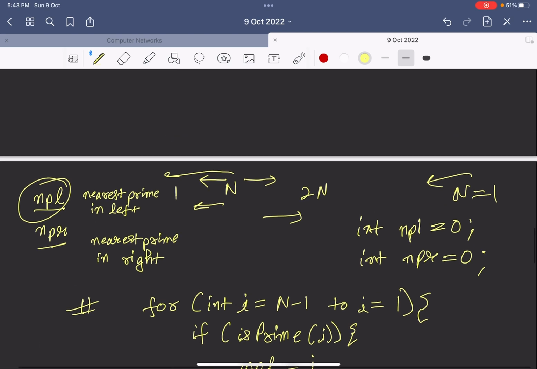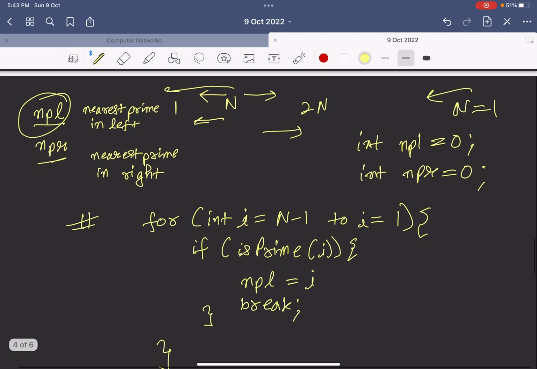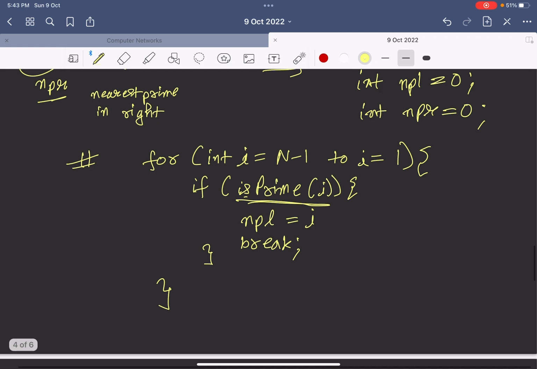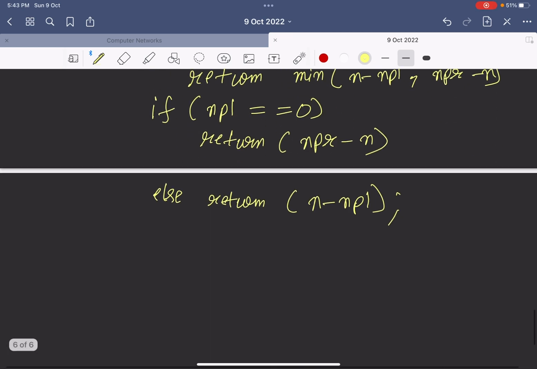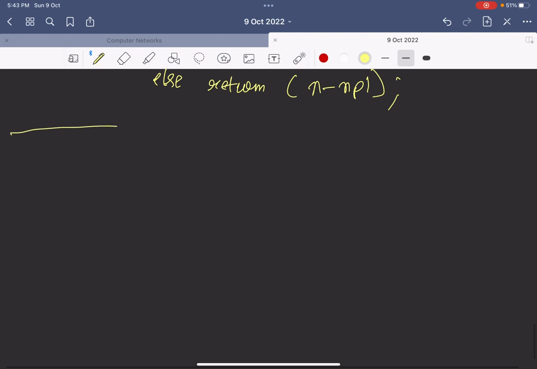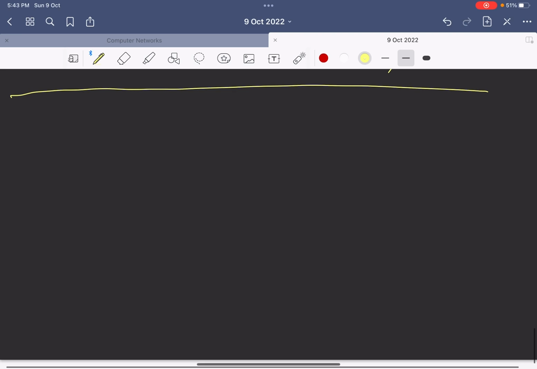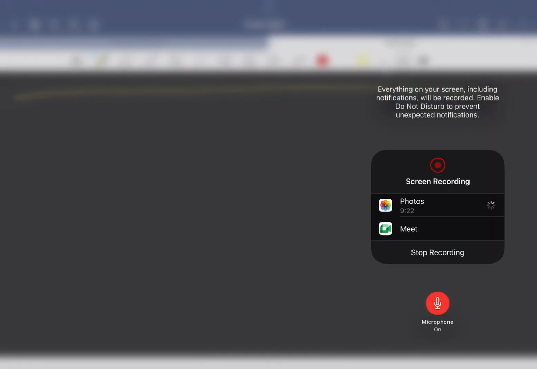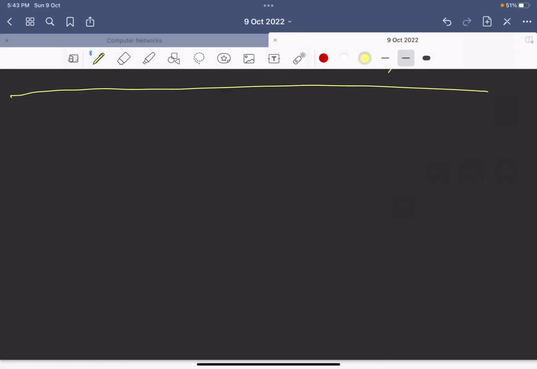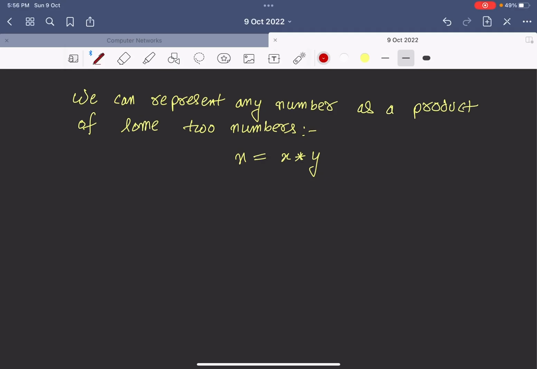So we understood how to spot the closest prime, but how is this is prime function internally working? How to check whether the number is prime? So the next part of this problem is checking whether a number is prime or not. Okay, so now we will understand how to check if a number is a prime or not.